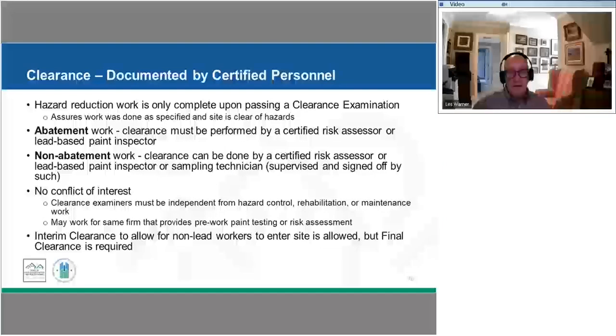Depending on the level of work we're doing, it's essentially the same here: clearance needs to be performed by a certified risk assessor or lead-based paint inspector. The difference is on the non-abatement work, where we also have the ability, if you have a sampling technician in your area, to utilize them. Again, we're talking about no conflict of interest. That's why we need to make sure that it's a third party, so they're not somehow connected to the contractor. They make their own decisions about where they're going to sample and test, and then they send those samples off to a lab to be analyzed.